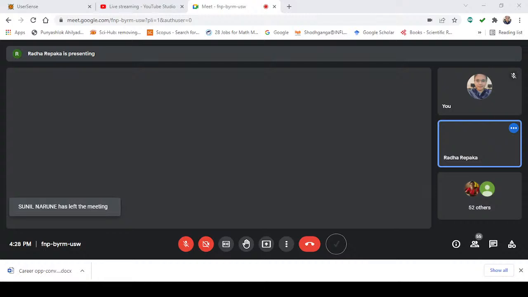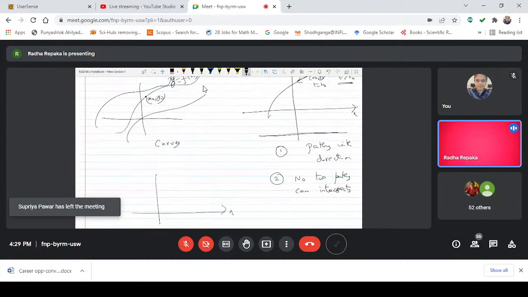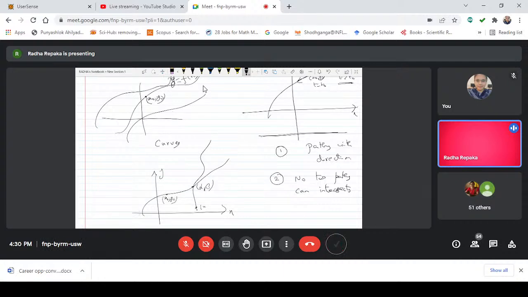no two paths can intersect. No two paths can intersect. Can anyone tell me why? So the question is, in the xy plane, this is one path and this is another path. Can they intersect at alpha comma beta? This path is having the coordinates x0 comma y0, x1 comma y1. Now at this point, both, that means x of t, y of t, they can take the same values at different times as alpha comma beta.